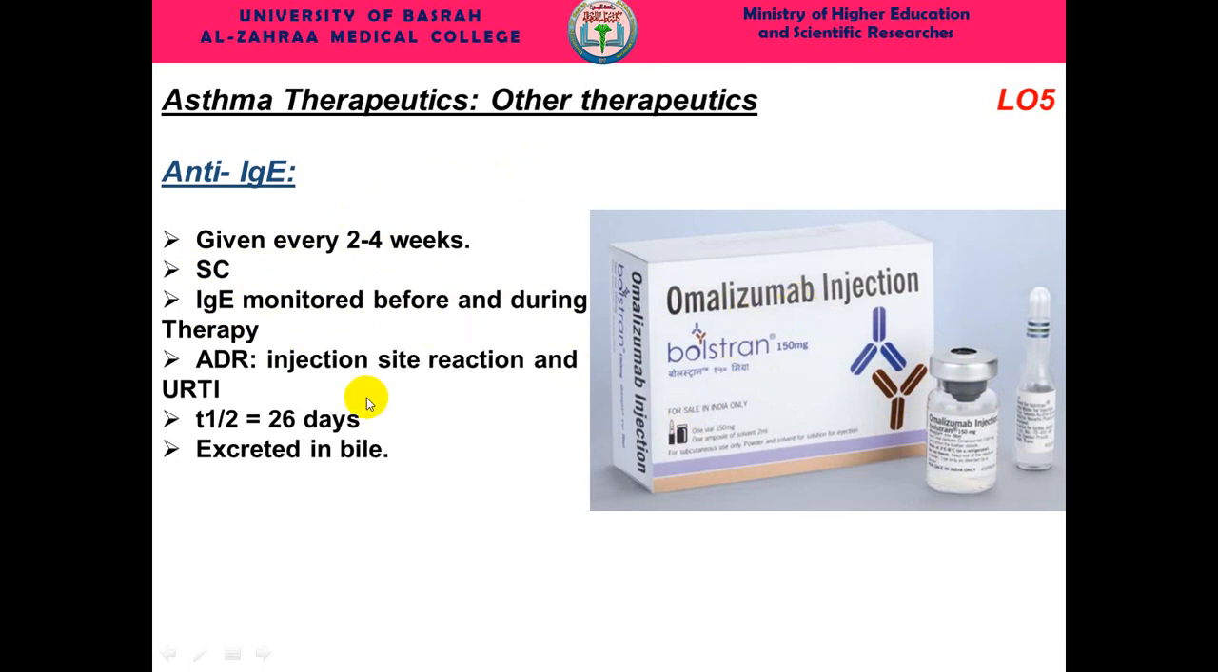The most common adverse drug reaction is injection site reaction at the site of injection, and also upper respiratory tract infection. Why? Because it might inhibit immunity by acting against the IgE. The half-life is very long, it's 26 days, and it is mainly secreted in the bile and metabolized by the liver.